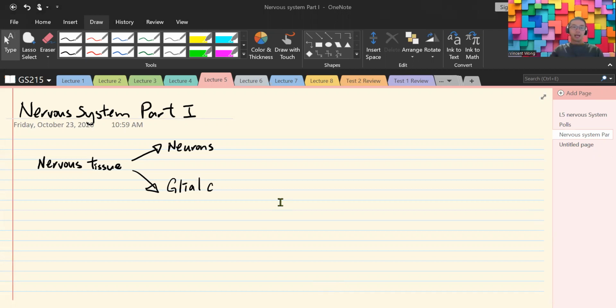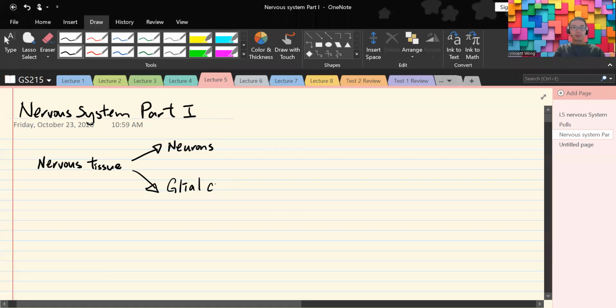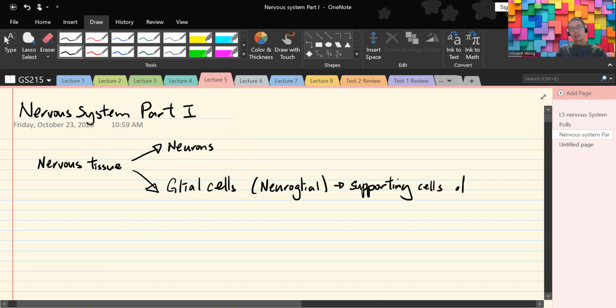There we go. And then there are the glial cells, which are the supporting cells of the nervous system. Okay, they are also called neuroglia. Okay, so these are supporting cells of the neuron. Does anybody have any examples of glial cells? Ones that we talked about in the lecture. Schwann cell. Yeah, that's right.